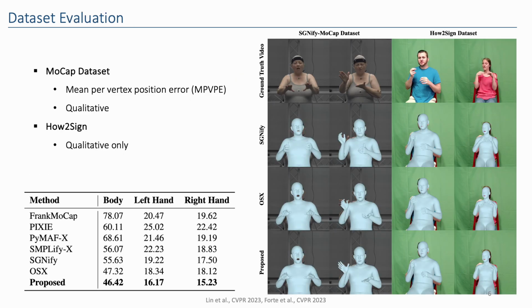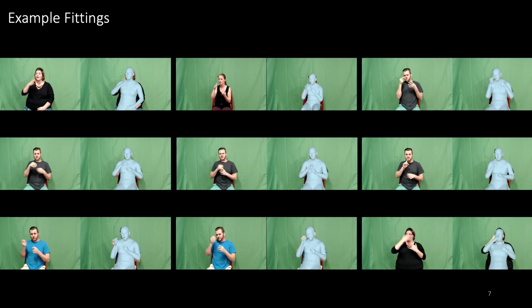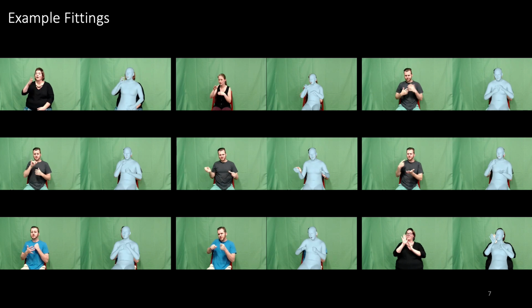Accurate 3D annotations are required to train a potent SLP model. To assess the fitting quality, we deploy the proposed pipeline on the Signify mockup dataset that contains ground truth annotations and report the mean per vertex error. Additionally, we qualitatively confirm that the powerful prior model that guides the fitting optimization leads our method to valid poses and articulation. Here you can see example fittings from the How to Sign dataset.